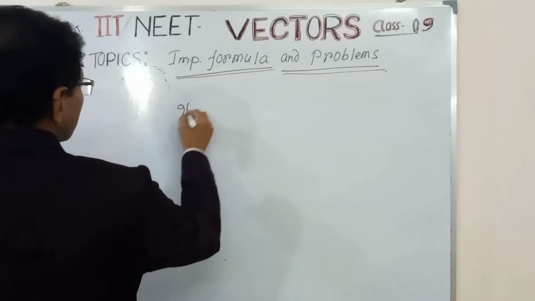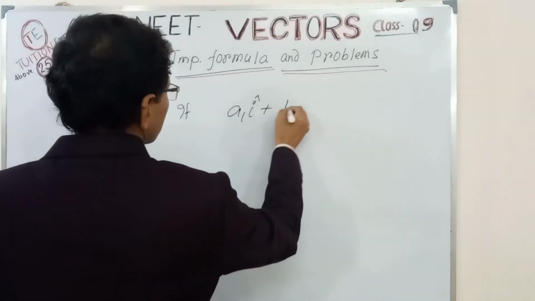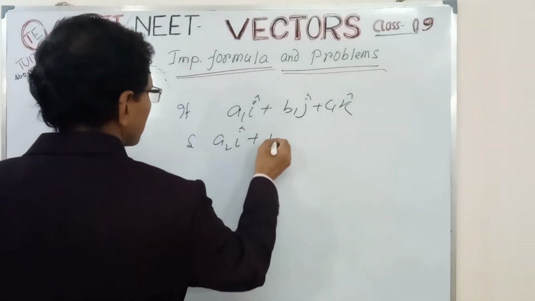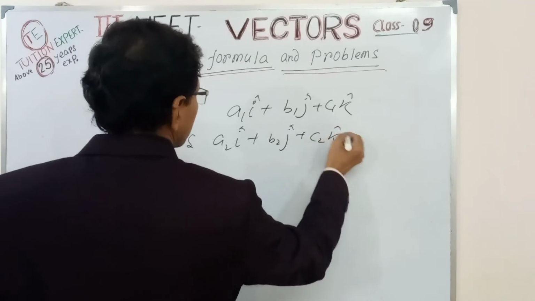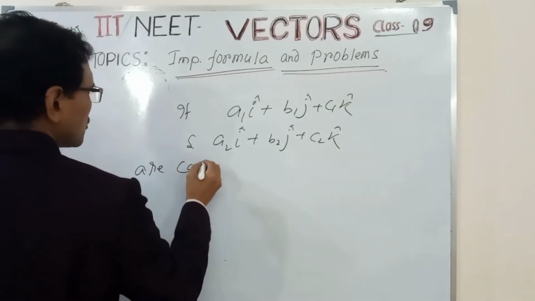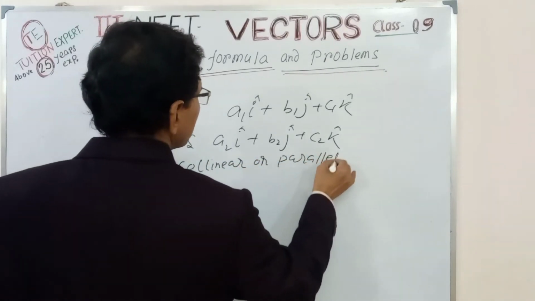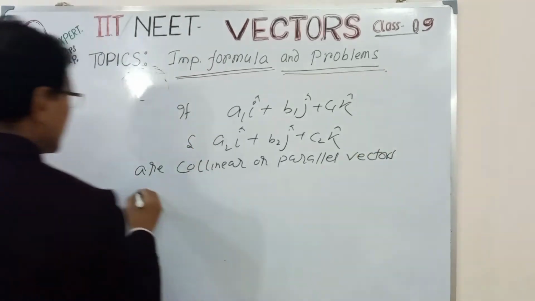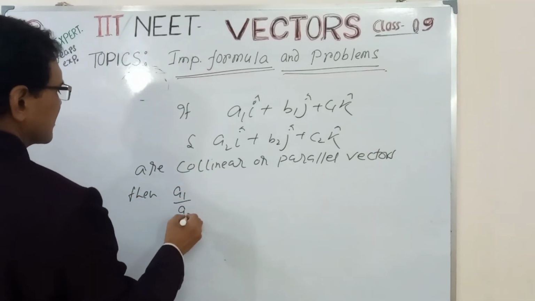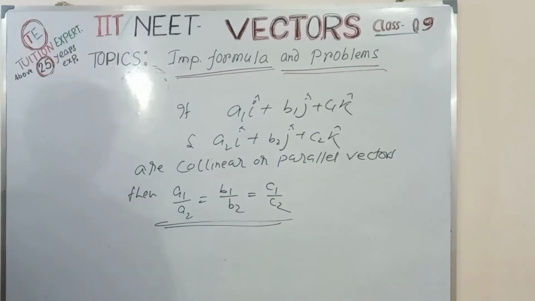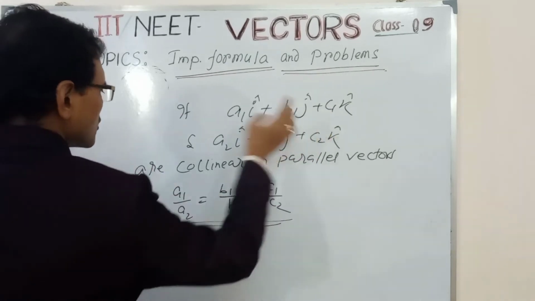Next one, if these are collinear or parallel vectors, then this is another formula. If these and these are collinear or parallel vectors, then this by this equal to this. A1 by A2 equal to this. A1 by B2 equal to C1 by C2.